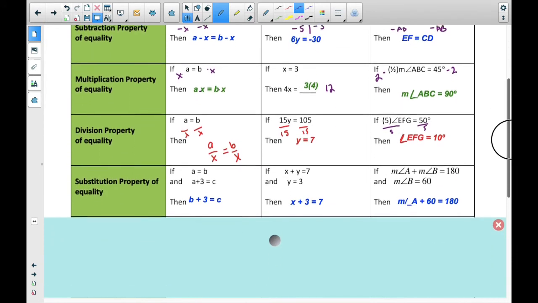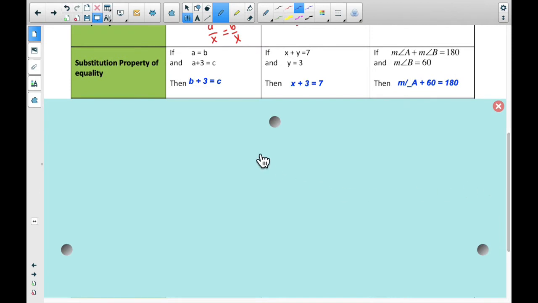Okay, so those are our basic adding, subtracting, multiplying, dividing properties. We also have some others. So this next one is substitution. And we know this because we've done this before also, that we know if A equals B and we have an A over here, we can plug in a B for it instead. Or if x plus y equals 7 and we know that y equals 3, we can plug in a 3 in here and get x plus 3 equals 7. We're just substituting in. We've been substituting all year long, but we can also do this with geometry.